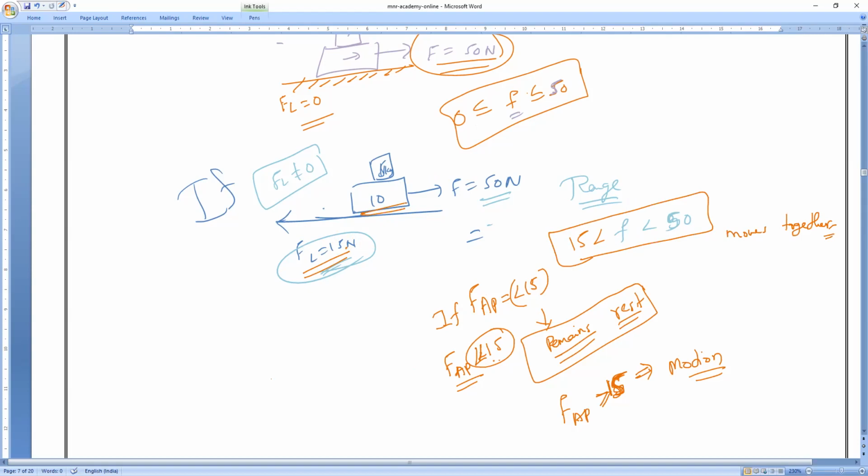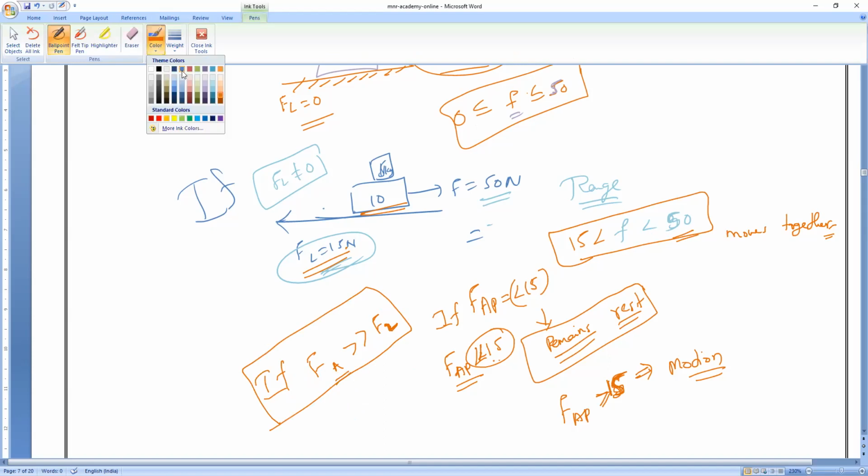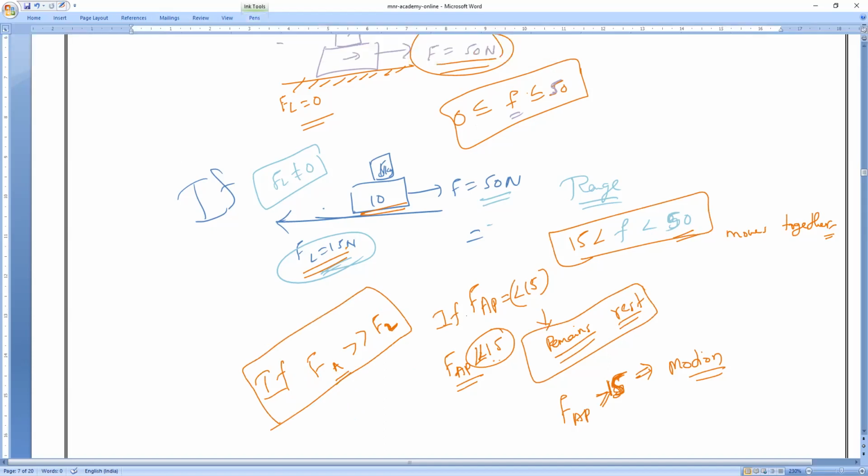Okay? If for example F applied is greater than F limiting, in this case, what will happen? It has already crossed the given range, so you can notice it. In this case, will both bodies move together or separately? If applied force is greater than that, is it a state of rest or state of motion? Applied force is greater than that. So what will happen, guys?